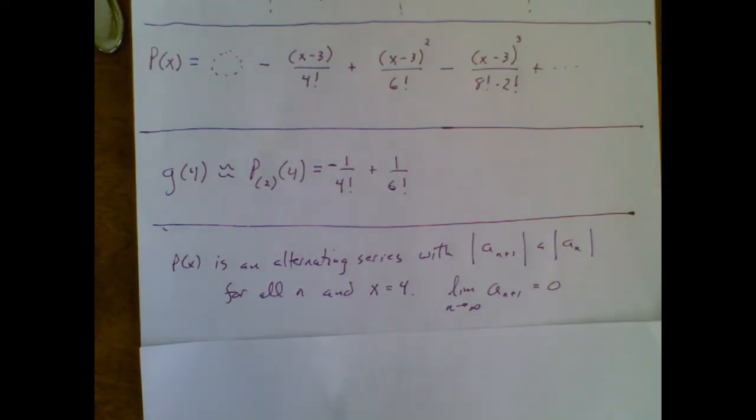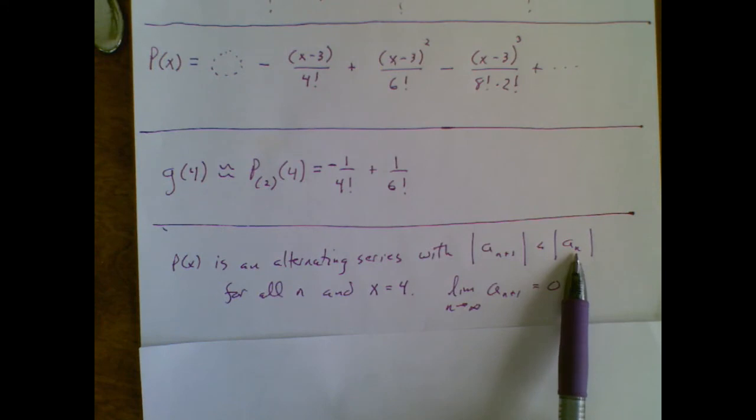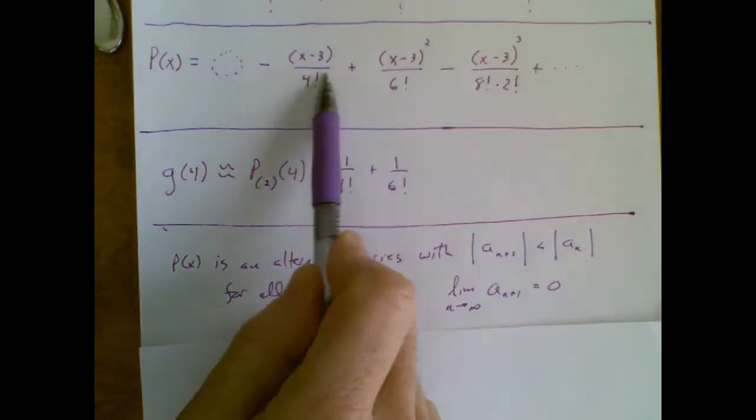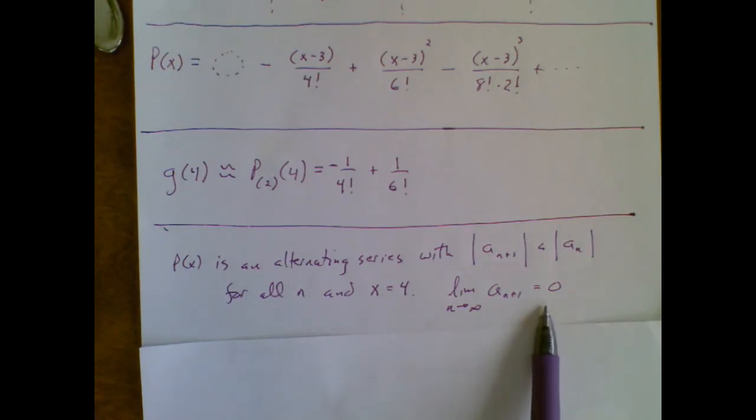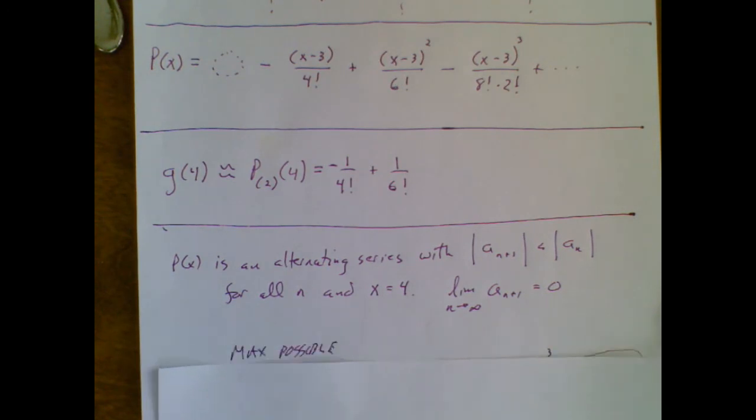So at x equals 4, I know the series is alternating. I can see that. The absolute value of each future term is less than the previous term. If I plugged in 4s and I did that calculation, that would hold true. And the limit ends up equaling 0. All of these are the conditions that just say, hey, I have a convergent alternating series, so it's okay to do this.